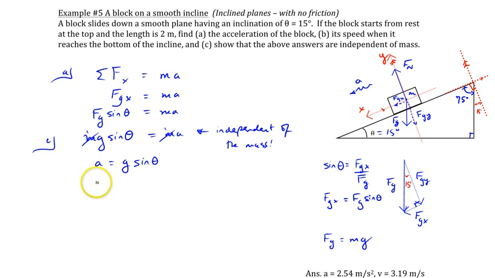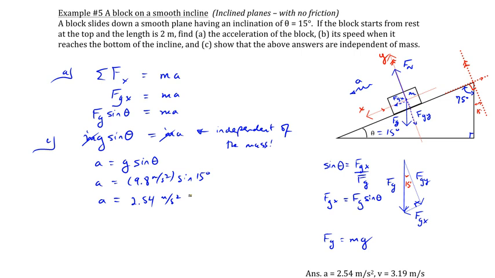Okay, moving on, we can now substitute in our acceleration due to gravity, 9.8 meters per second squared, and then multiply that by sine of our angle, which is 15 degrees, and this will give us an acceleration of 2.54 meters per second squared.